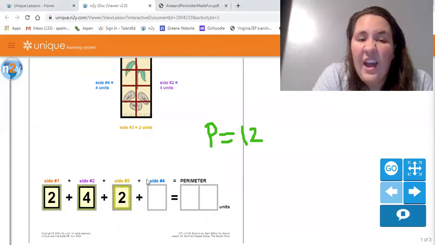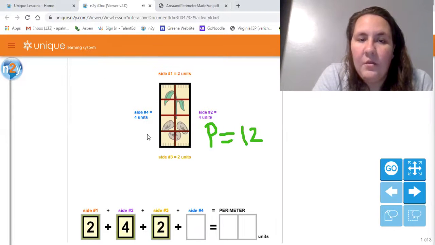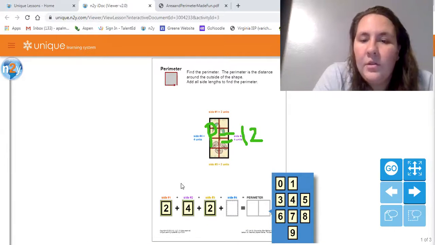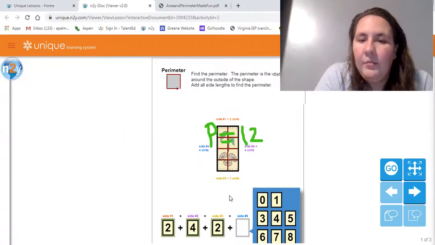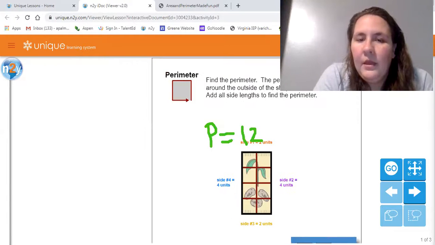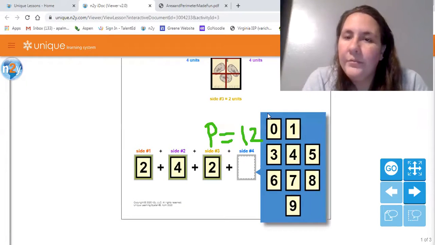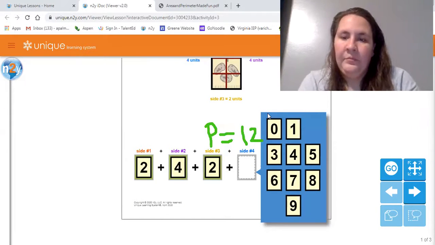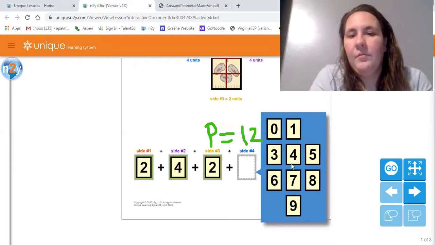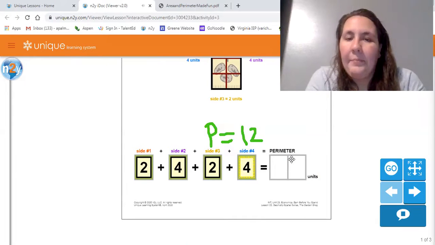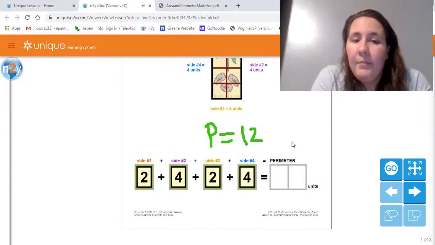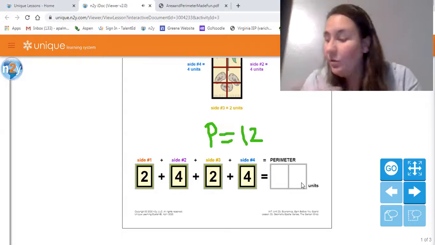And then the last side is blue, and it says it has 4 units. So if I counted 1, 2, 3, and 4, okay? So with your finger, we move this up. Can you touch the number 4? Beautiful job. 4.